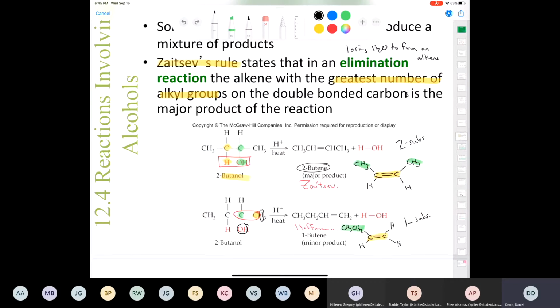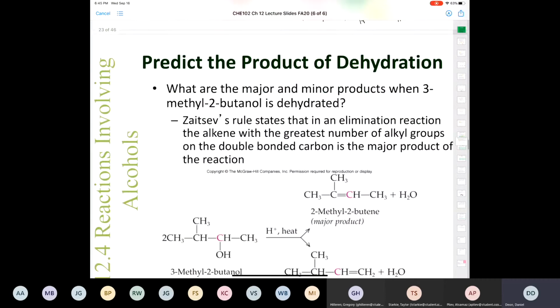Does that clear it up for the people who are confused? Give me a thumbs up if it clears it up a little bit. Okay, somebody said okay. All right. All right, good enough. Okay, so that's Zaitsev's rule. All right, Zaitsev's rule. Great rule.